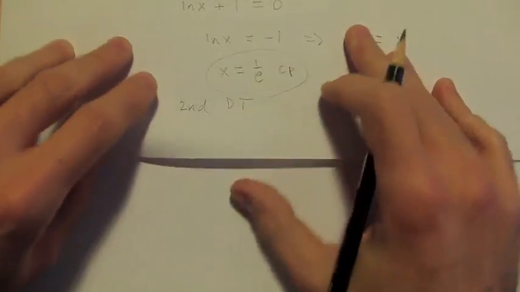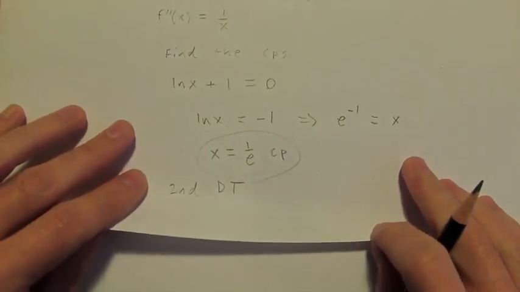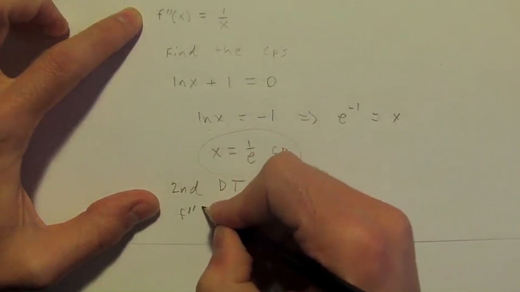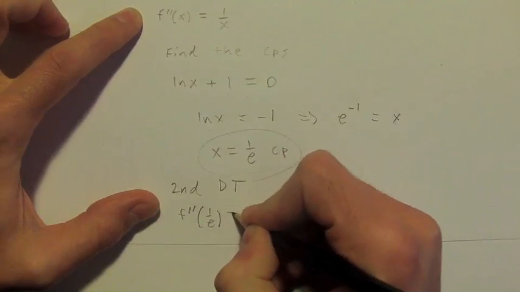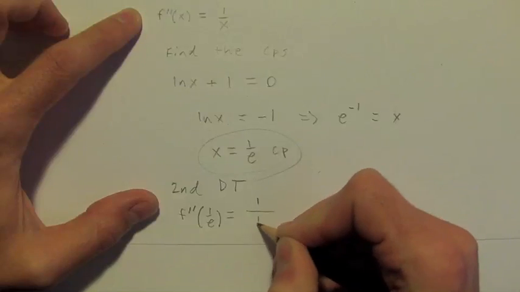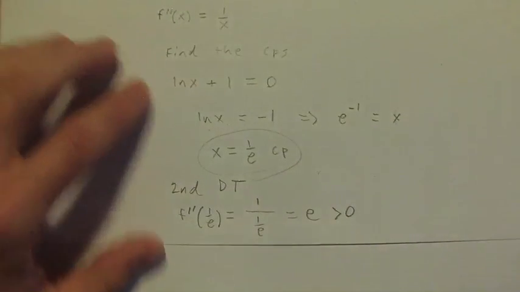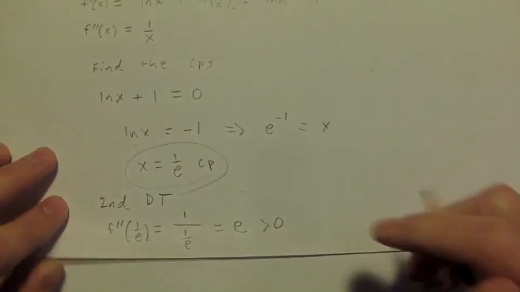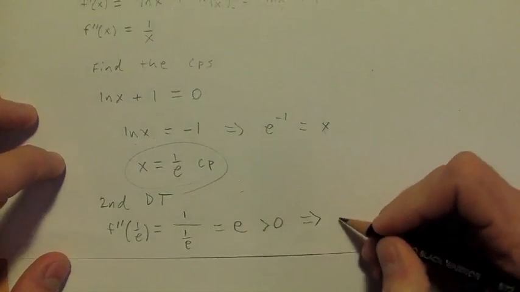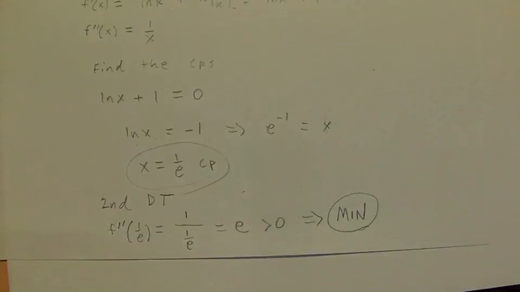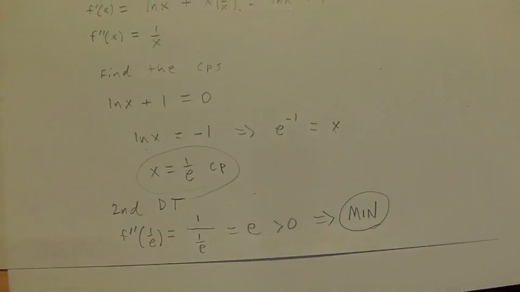So second derivative, to remind you, is this. So f double prime, and I'm just going to plug 1 over e into that. So this is going to be 1 over 1 over e, which is e, and that's positive. So we have a positive, which means we have a min at 1 over e. Okay.